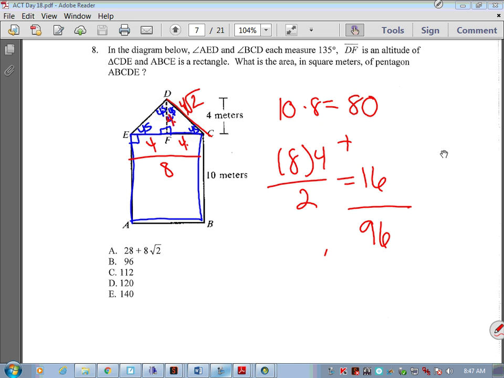Like I said, the 4 radical 2 wasn't really necessary, but that's an easy way to get distracted. If they were asking for the perimeter, we would have absolutely needed the 4 radical 2: 10 plus 8 plus 10 plus 4 radical 2 plus 4 radical 2, all put together. So it's not a bad thing to know, but make sure you're answering the question that's asked, because you'll notice they have a perimeter answer in there with 28 plus 8 radical 2.